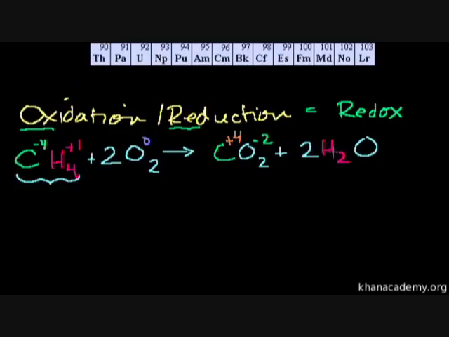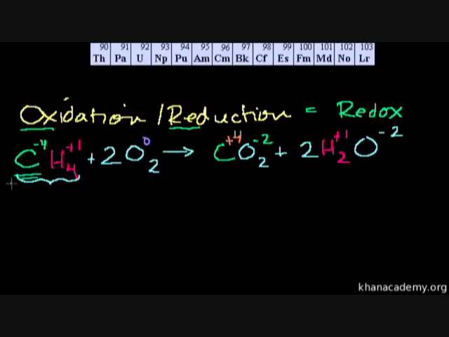When the hydrogens each give up an electron, they have an oxidation number of +1. Each oxygen takes 2 electrons. There's only one of them, so it's -2. So what's going on here? What's getting oxidized? What's getting reduced?